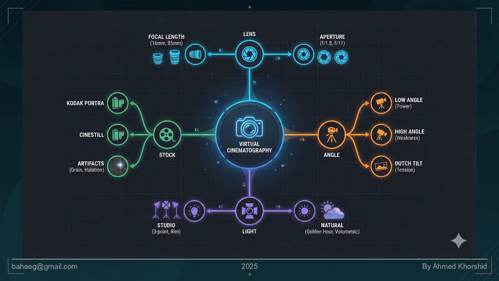Figure: a mind map structure titled Virtual Cinematography. The central node branches into 4 main categories: lens, angle, light, stock. Lens branches to focal length, 16mm, 85mm, and aperture, f/1.8, f/11. Angle branches to low angle, power; high angle, weakness; and Dutch tilt, tension. Light branches to studio, 3-point, rim, and natural, golden hour, volumetric. Stock branches to Kodak Portra, Cinestill, and artifacts, grain, halation. Visual style is clean, modern, dark mode UI design.